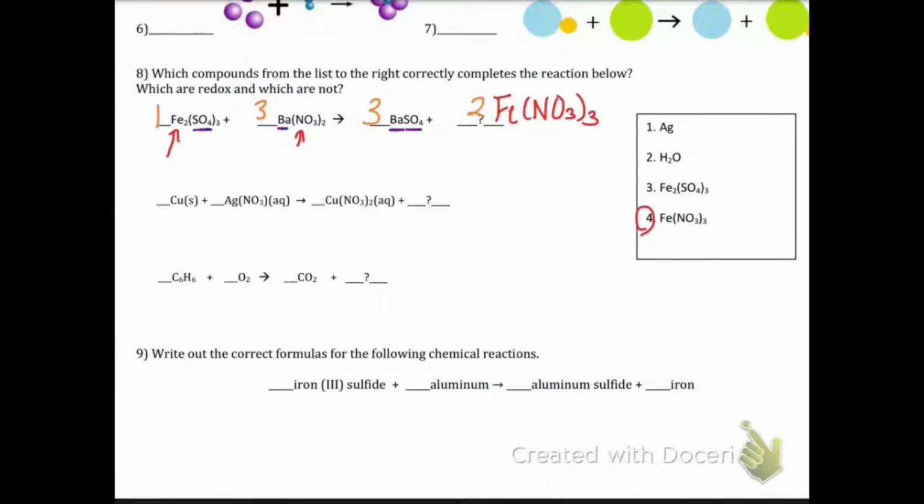All right, the next one here, you have a copper here and a copper here. You have a nitrate and a nitrate, so what are we missing? We are missing a silver, which is choice number 1. So silver is what we're missing here. If we were to balance this, the answers would be 1, 2, 1, and 2.